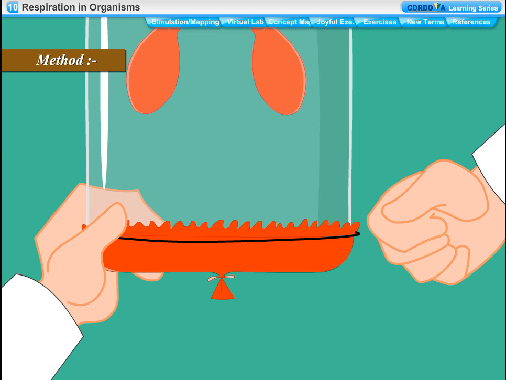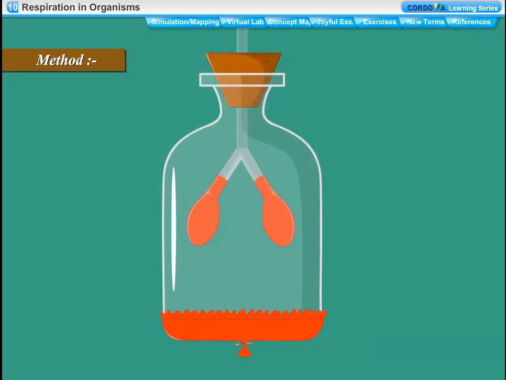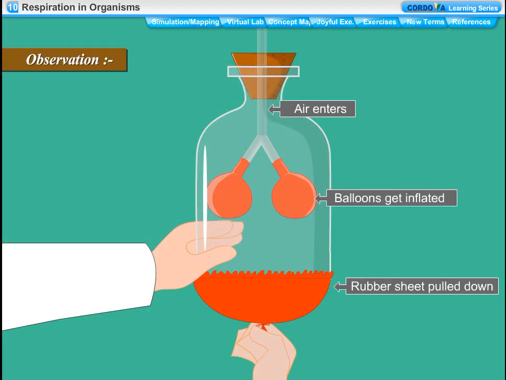A thin rubber sheet is tied around the open base of the bottle using a large rubber band. Our apparatus is ready. See figure. In this apparatus, the space inside the bottle represents the chest cavity, the balloons represent the lungs, whereas the rubber sheet represents the diaphragm. Observation: when we pull the rubber sheet downwards, the space inside the bottle increases, lowering the air pressure inside the bottle.